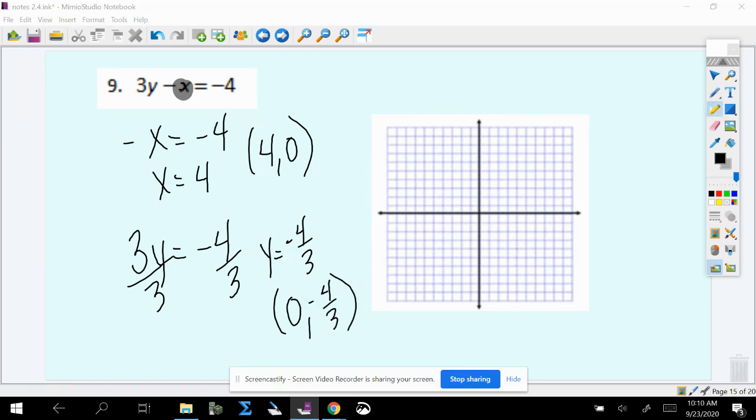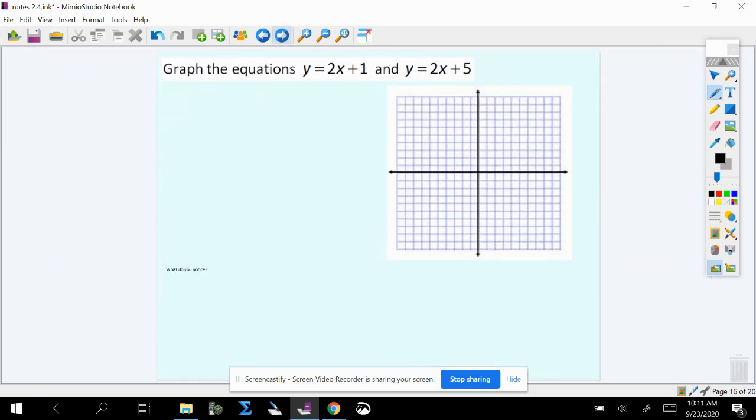So on my picture, I am going to put an x-intercept and a y-intercept. Try to get the right amount of points here. So my x-intercept was 4, 0. So I'm going to go over 4 on the x-axis and put a point. And then -4/3 is a little smaller than -1. So I'm going to put a point. And then I'm going to connect the dots. And that gives me my x-intercept, my y-intercept, and the graph of my line.